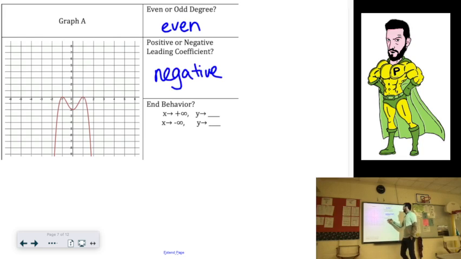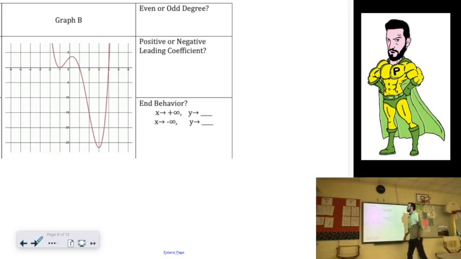And if you look at the end behavior, as x approaches positive infinity, as it goes to the right, what happens to the y's? Well, the y's go down forever. So the y's approach negative infinity. And as the x's approach negative infinity to the left, the y's also go down towards negative infinity. Sweet. We'll have to match that up with an equation in a little bit.